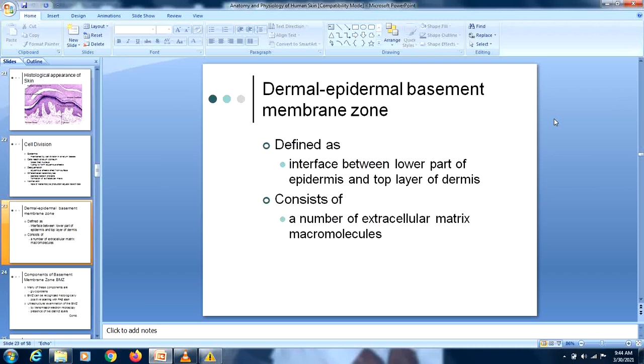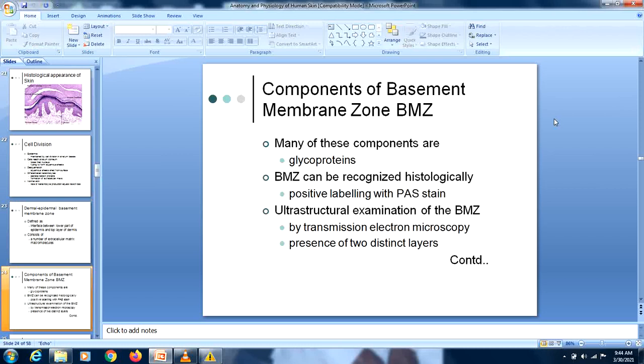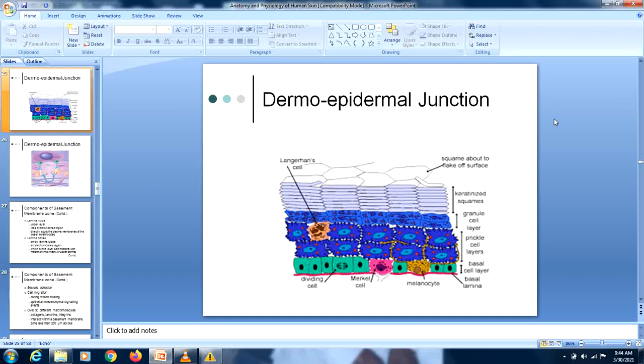Now, the dermal epidermal basement membrane zone is defined as the interface between the lower part of the epidermis and the top layer of the dermis. It consists of a number of extracellular matrix macromolecules. Many of these components are glycoproteins, and this basement membrane zone can be recognized histologically by the use of PAS stain. This is the dermoepidermal junction.